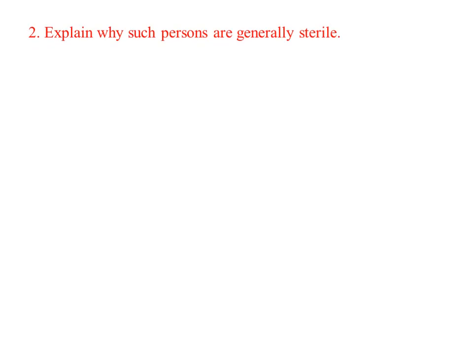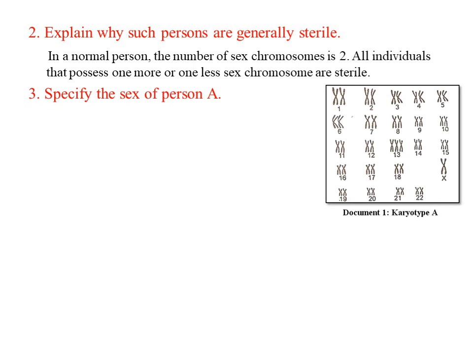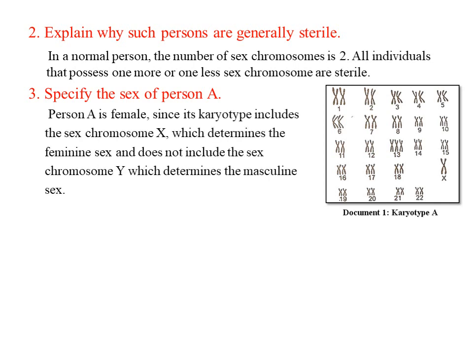Explain why such persons are generally sterile. In a normal person, the number of sex chromosomes is 2. All individuals that possess one more or one less sex chromosome are sterile or infertile. Specify the sex of person A. In this karyotype, okay, person A is female since its karyotype includes the sex chromosome X, which determines the feminine characteristics, and does not include the sex chromosome Y, which determines the masculine sex.